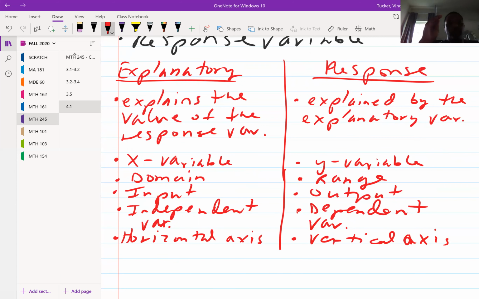All right, so the difference between the explanatory variable and your response variable. Your explanatory variable explains the value of the response variable, and your response variable is explained by the explanatory variable. When we get into examples, you'll see what is meant by that. Also, your explanatory variable could be your x variable versus your response could be your y variable. Explanatory is domain, response is range. You have input versus output, independent variable versus dependent variable, horizontal axis and vertical axis.